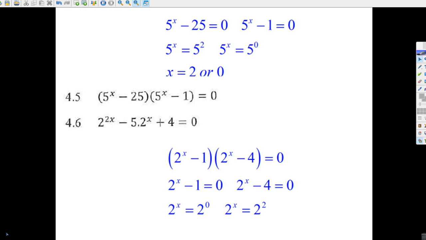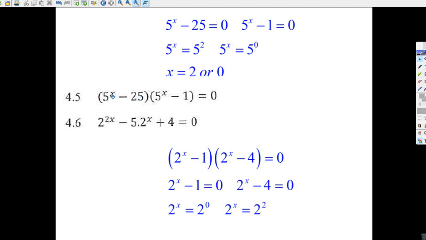Okay, it's the last question. Two exponential equations. Let's look at 4.5 here. We're supposed to find the solution to this. Hey, you know what? This is in factored form. Well, if it's in factored form, you're very close to your answer.